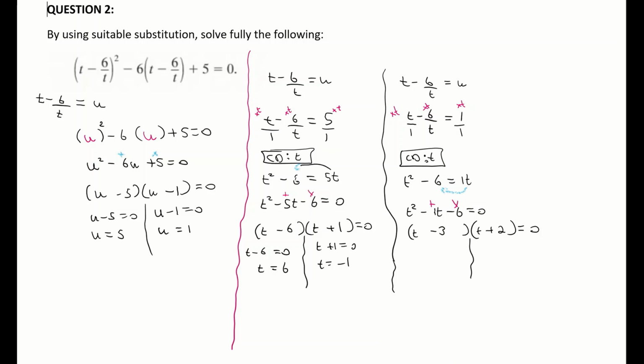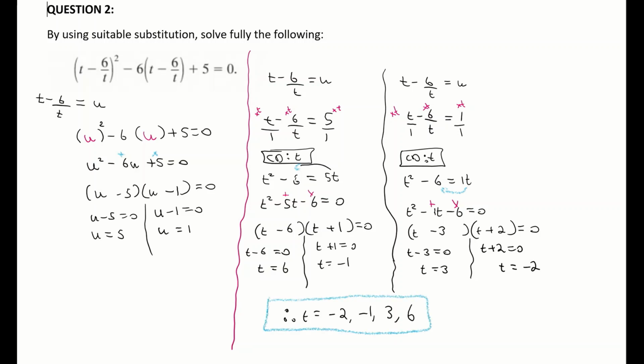So therefore, I have t minus 3 is equal to 0. T is equal to positive 3. And t plus 2 is equal to 0. And t is equal to negative 2. So therefore, my four solutions for possibilities of t are minus 2, minus 1, 3, and 6. And they are my final solutions for t. And that is question 2.